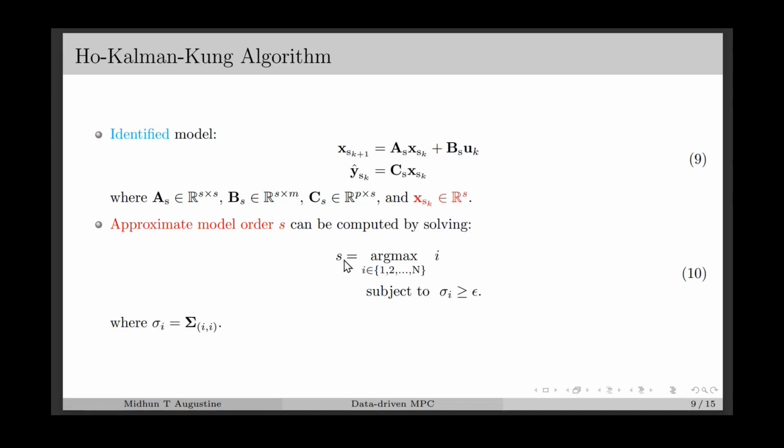In some cases, this S can be less than the actual order n. This can normally occur when the system has some eigenvalues which are closer to 0 and has very fast transient dynamics. And this results in model order reduction, which means we can predict the output sufficiently accurately using a reduced order model.